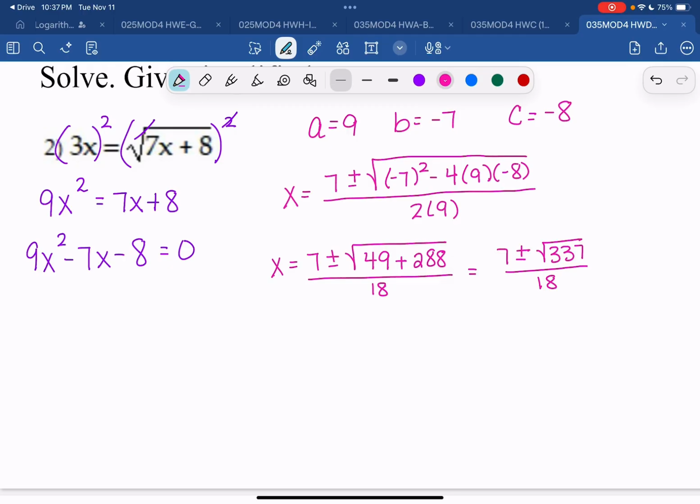Now, are there any perfect squares that will go into 337? We got to try, right? So we could say 337. Will 4 go into that? 9? And again, I'm just trying them on my calculator. I'm just doing 337 divided by 9. 337 divided by 16. 337 divided by all these perfect squares that we know, right? And none of them work. So that would be our final answer.